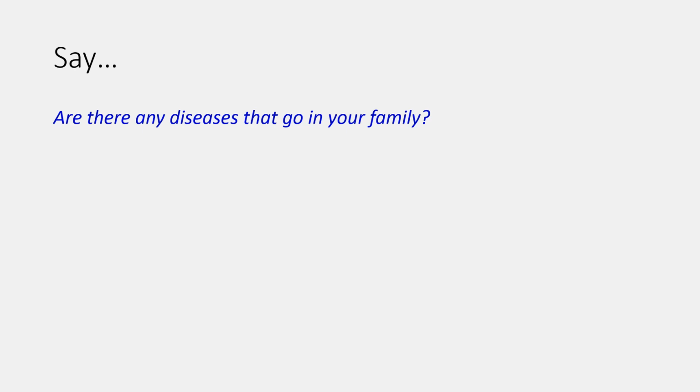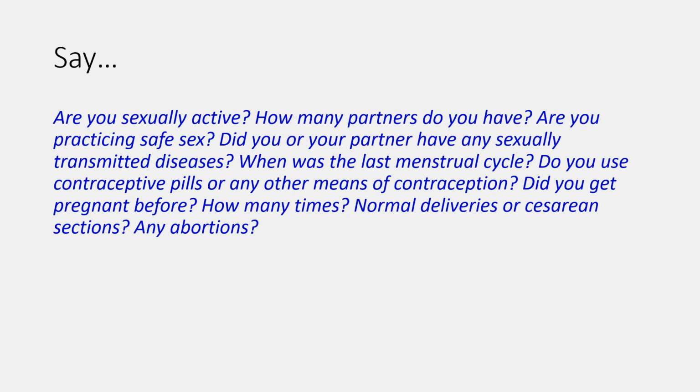Take sexual history and gynecological history. You say, "Are you sexually active? How many partners do you have? Are you practicing safe sex? Did you or your partner have any sexually transmitted diseases? When was the last menstrual cycle? Do you use contraceptive pills or any other means of contraception? Did you get pregnant before? How many times? Normal deliveries or cesarean sections? Any abortions?" Etc.